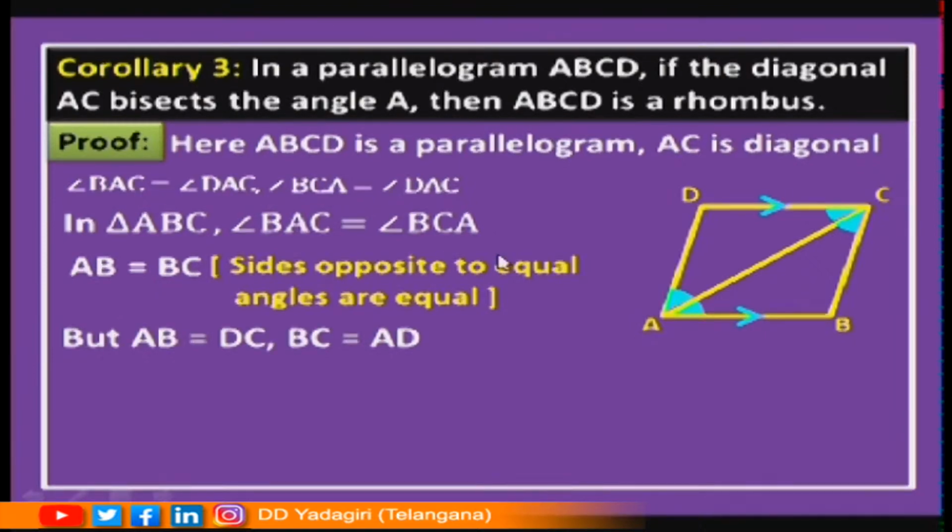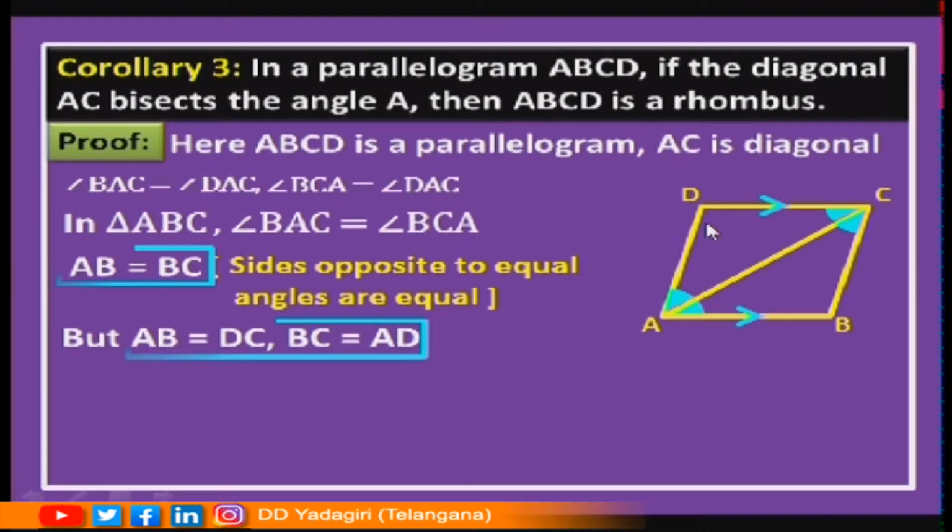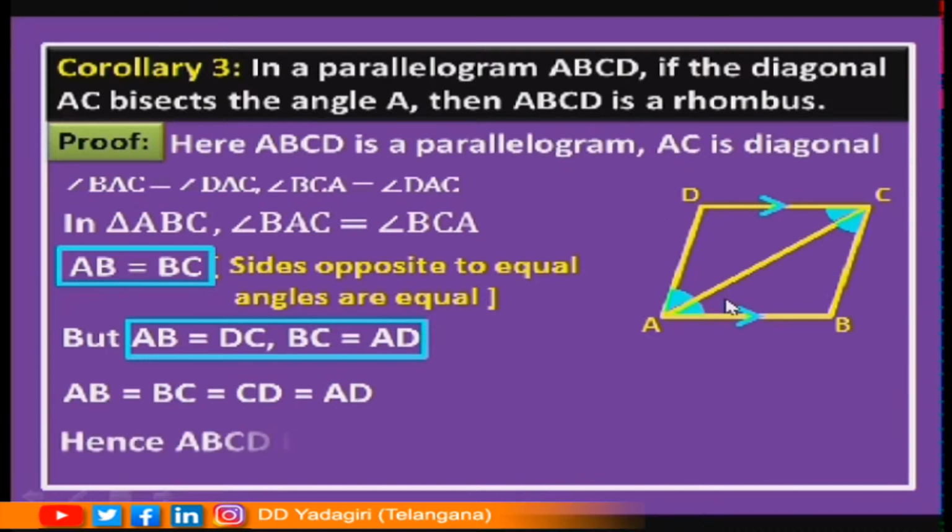Already it is known that AB and DC are equal because they are opposite sides of a parallelogram. BC equal to AD, also opposite sides of a parallelogram. Now, from these equations, I can say AB equal to BC equal to CD equal to AD. That means all these four sides are equal. Since all four sides are equal, it forms a rhombus. That means we have proved ABCD is a rhombus. Let us move on to our next corollary.